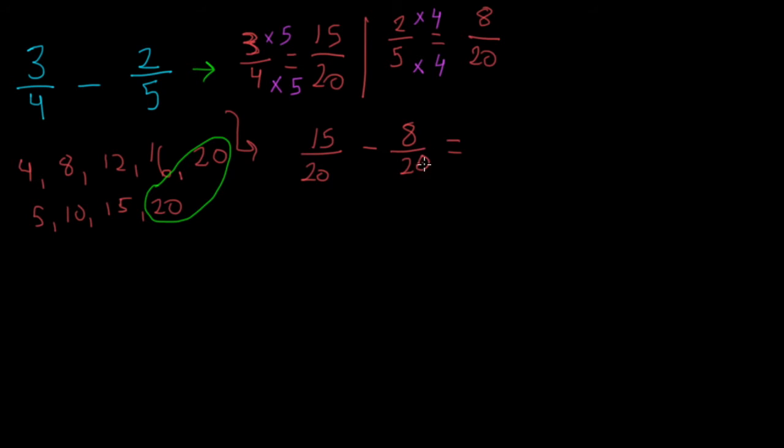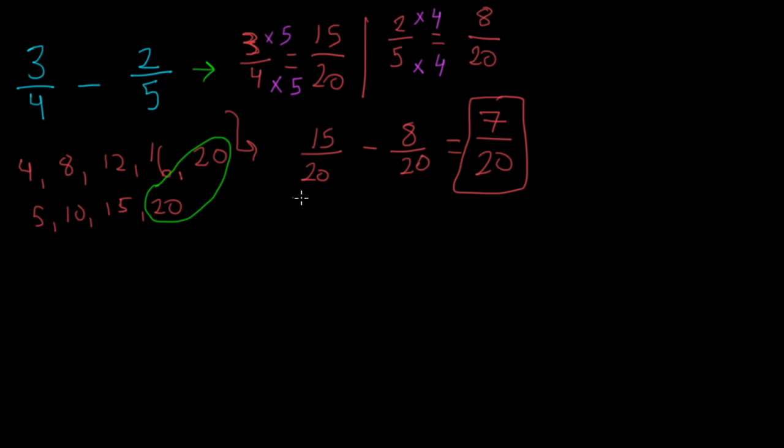Okay, now we just take our tops, subtract, so 15 minus 8 gives you 7, and then our bottom stays the same, 20 stays the same, so 7 twentieths. And that is our answer. So 3/4 minus 2/5 is 7 twentieths.